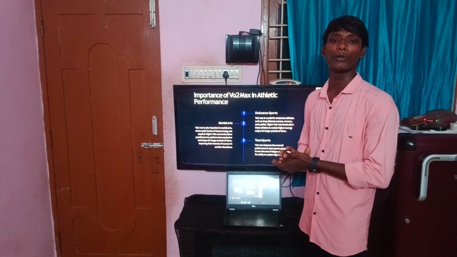So to improve the VO2 max: interval training, consistency and variety. When we see interval training, it incorporates high intensity interval training. Interval training is basically low intensity or high intensity training. Only by high intensity training can we achieve the maximum VO2 max in our training period.